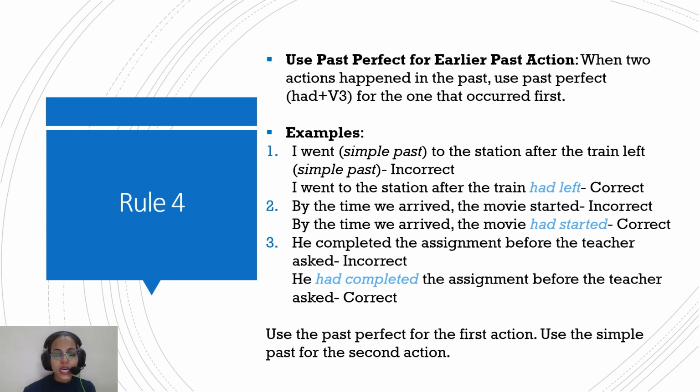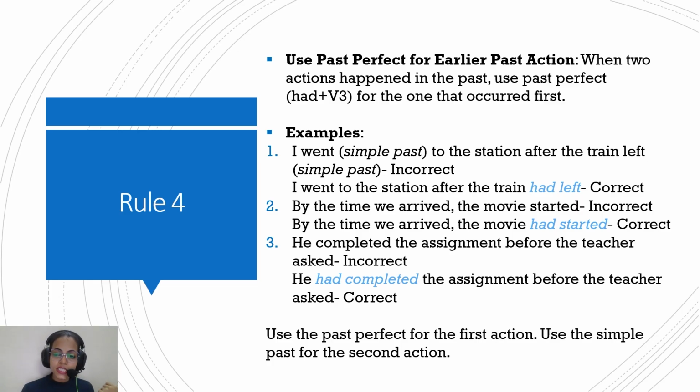By the time we arrived, the movie started. So the movie started, it's not making sense. So by the time we arrived, the movie had started. The action of the movie starting happened first, so we will say had plus third form of verb, and the action that we arrived is the second. So it stays like that only. By the time we arrived, the movie had started.